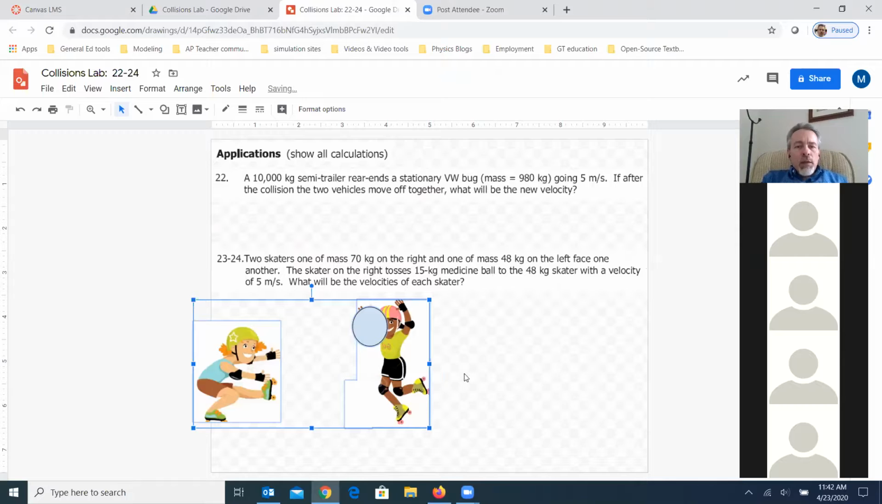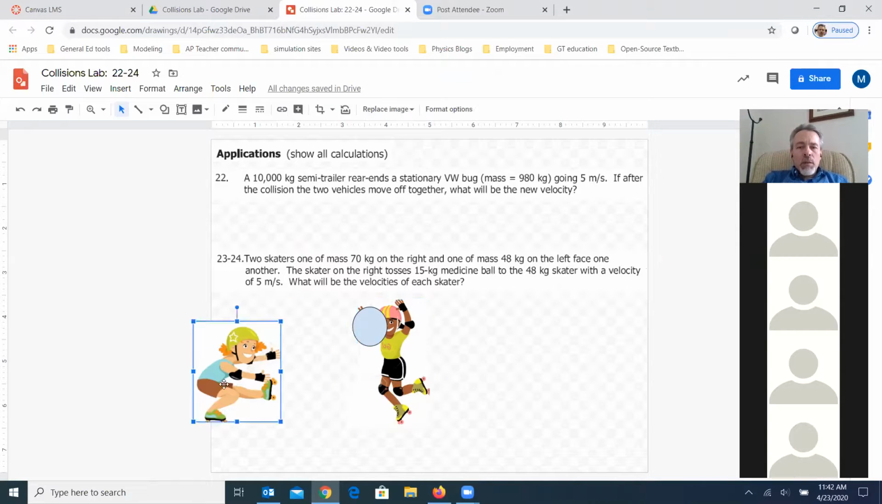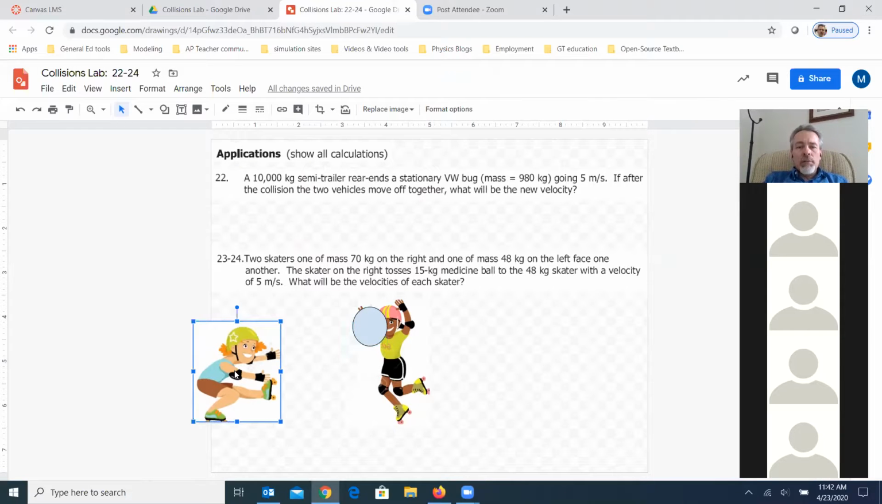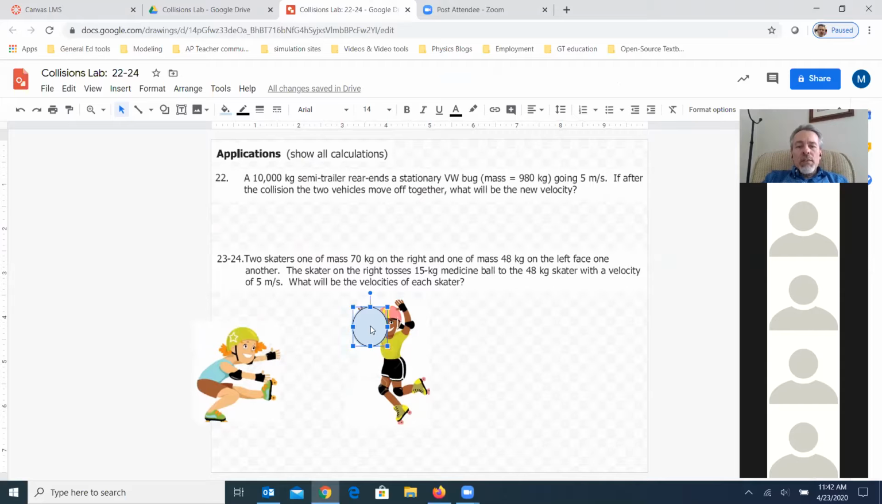So we have two skaters, one on the right. The girl over here has a mass of 70 kilograms. And the one over here on the left has a mass of 48 kilograms. The skater on the right is tossing this 15 kilogram medicine ball towards the skater on the left, and the skater on the left is going to catch it. This medicine ball is leaving the person on the right at a speed of 5 meters per second.